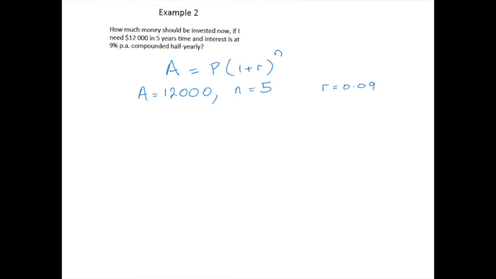Oh, compounded half yearly. How many half years in a year? 2. Good. I'm glad you didn't say 6. A lot of people think, oh, it's 6 months. No, that doesn't matter. It's just how many half years are in a year? There's 2. Everyone okay? So I times this by 2 and? Beautiful. So let's work those out. n becomes 10 and r becomes 0.045.